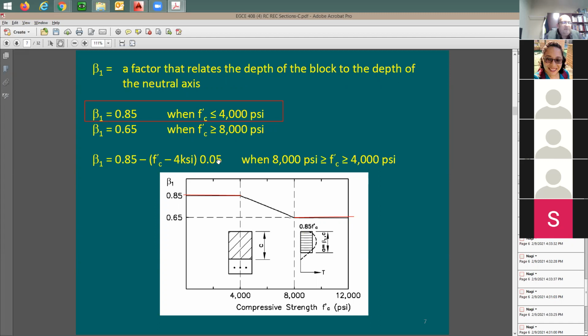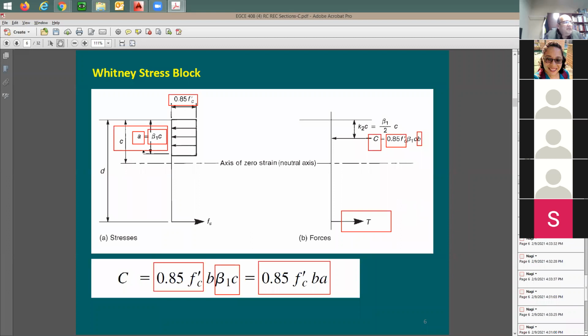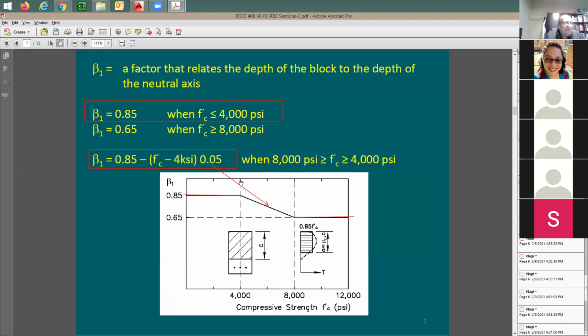Multiply by 0.05. This is going to be the equation for this line. For the interpolation, you can use this equation if you want to find out beta one based on f prime c. So now let me go back. This means now I have beta one based on f prime c. So once I give f prime c, you can come here to this slide and figure out your beta one.